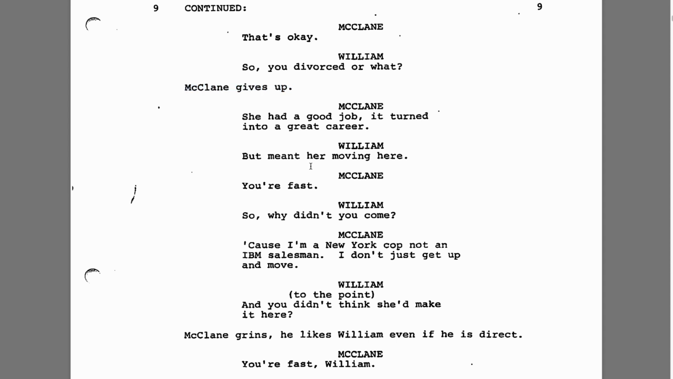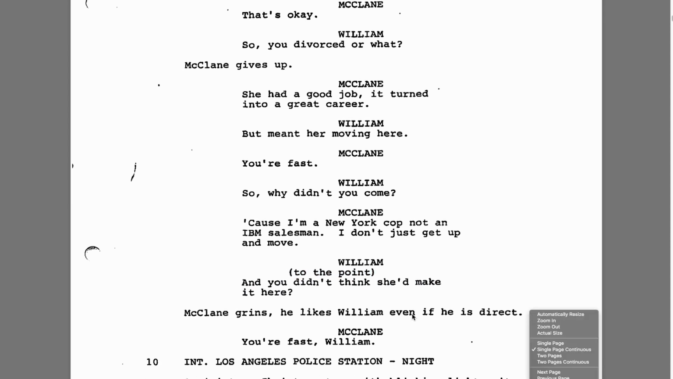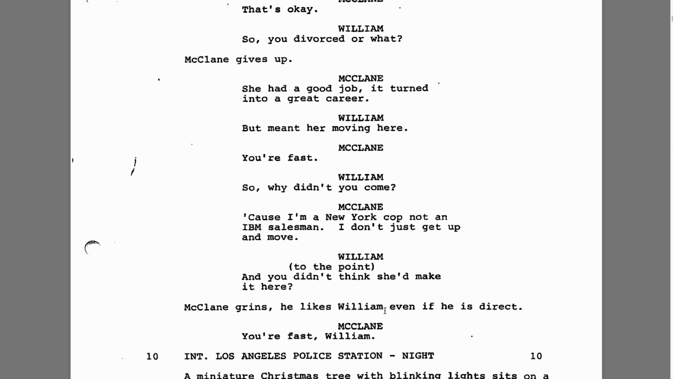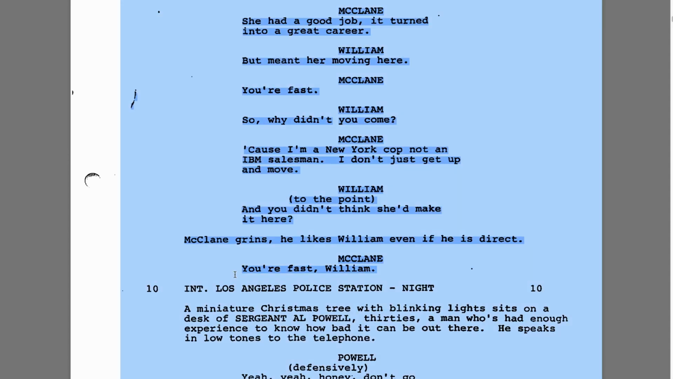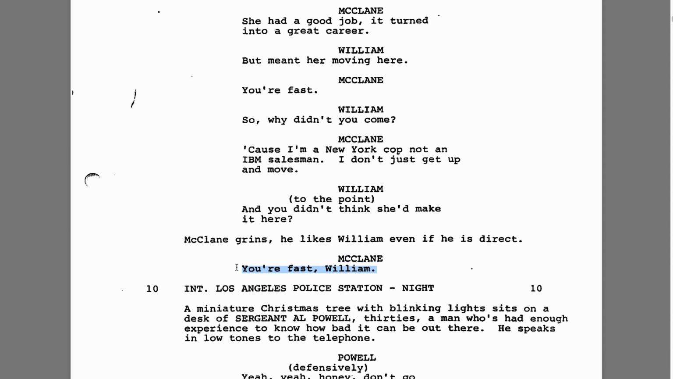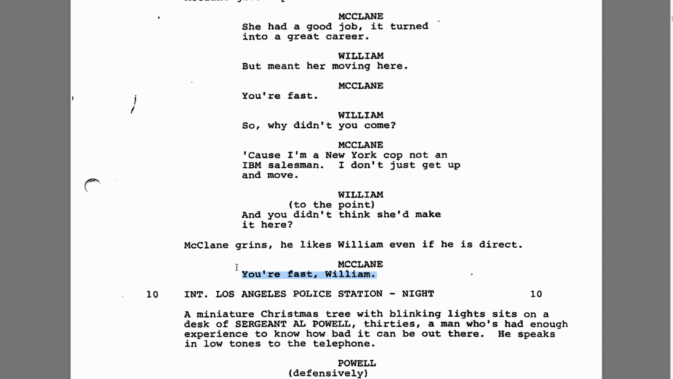You have McClane giving up. You have William being very to the point. I don't even think you need to have this. You don't even need to say this, because this sentence is to the point, right? You don't need to have that here in the parenthetical, right? And then we have a little bit here. McClane grins. He likes William if he's direct. All of these things just show how, and even this ending line, the characters are going after these different goals, and they're clashing in that way, but the audience is still enjoying it.